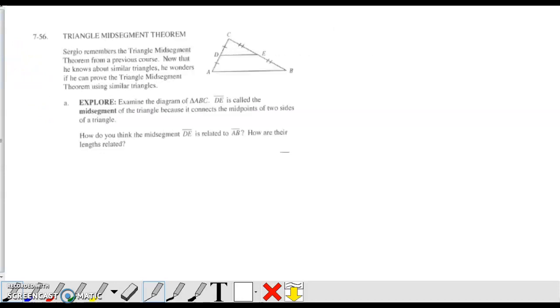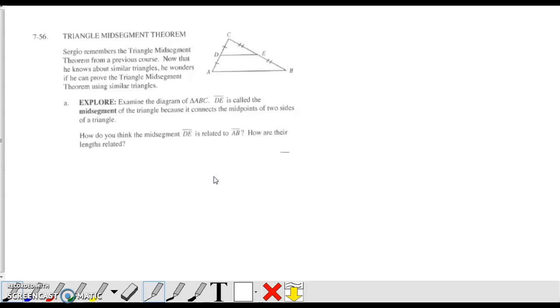All right, so here's our first problem. It's called the triangle mid-segment theorem. Sergio remembers the triangle mid-segment theorem from a previous course. Now that he knows about similar triangles, he wonders if he can prove the triangle mid-segment theorem using similar triangles. We have talked about this question before.